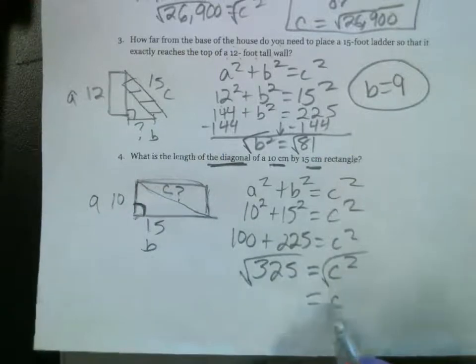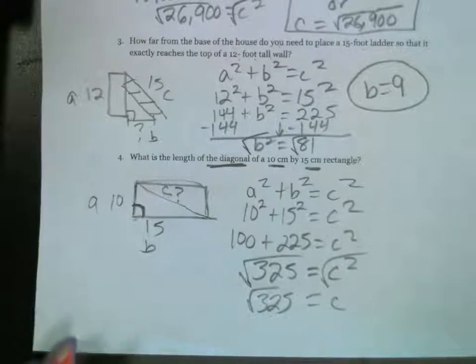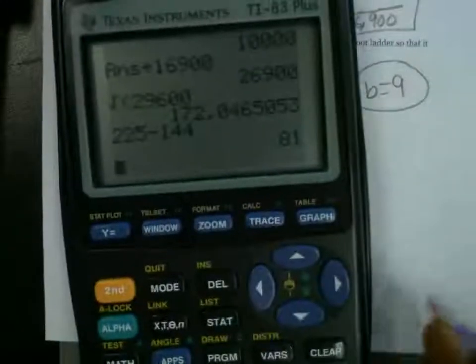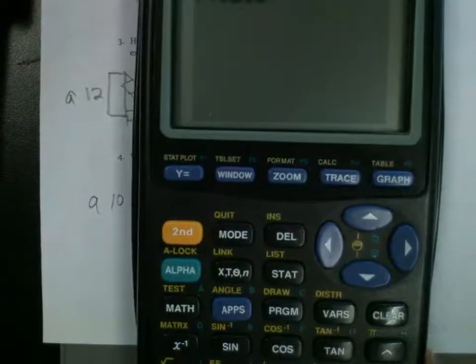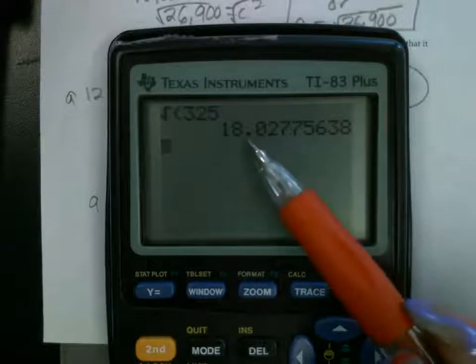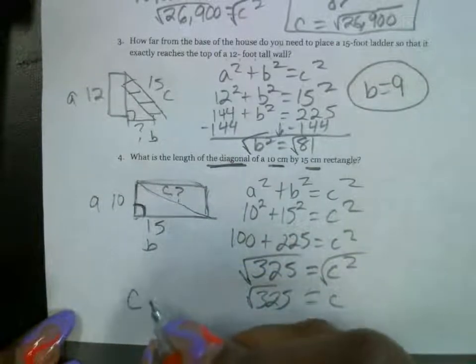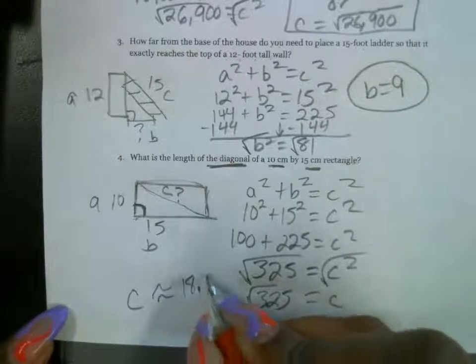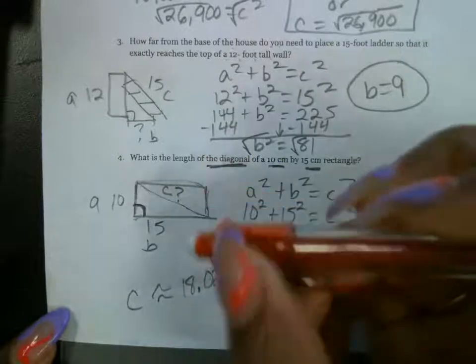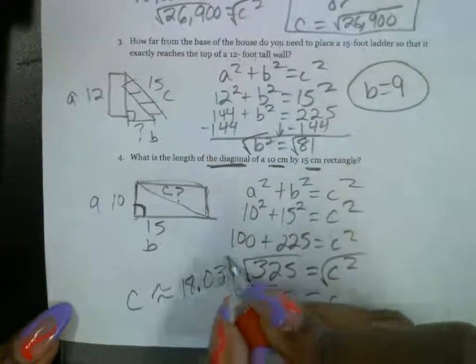Okay, so you can either write your answer as square root of 325. We could break that down, but you might not have your calculator, so that's okay. So we're going to type in square root of 325, and that gives you 18.02. Okay, so C is about 18.03, or make this a 3 because behind it is a 7. Okay.